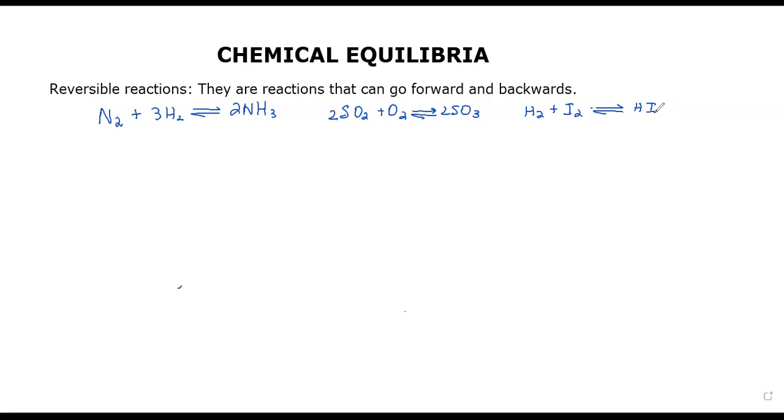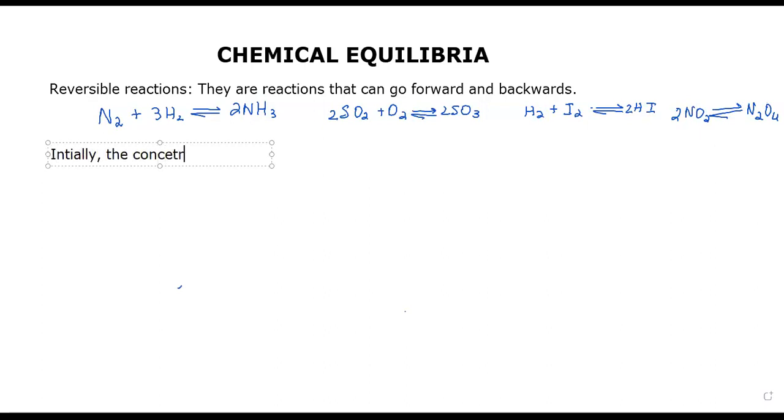Right? Another reaction you studied in IGCSE was this: two molecules of nitrogen dioxide can dimerize to give you N2O4, right? So these are all reversible reactions. They all have this sign, which is the sign of a reversible equation.